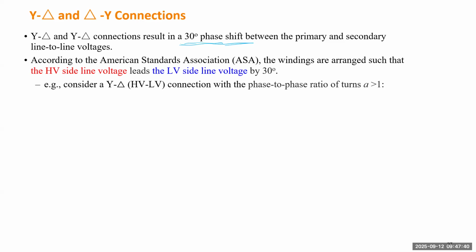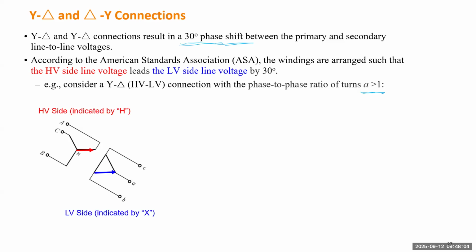And if we know the phase to phase ratio is A, this Y to delta connection three-phase transformer is made by, you can consider, three identical one-phase transformers. And for each phase, the phase-to-phase ratio is A. So now we connect them to a three-phase transformer, but one side becomes a Y, the other side becomes delta. So I draw this because I want to make each phase voltage a reference.